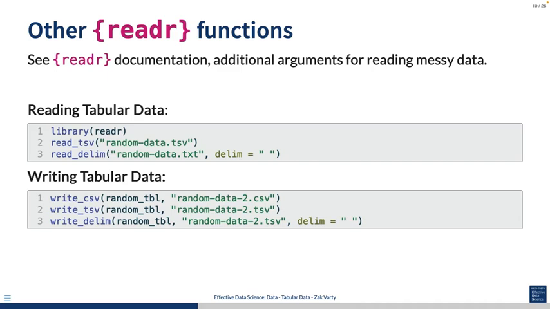As well as reading in tabular data, it's useful to be able to write out tabular data from your working environment. So this might be to store intermediate results, or even have data as the final product of your data science workflow. The functions to do this are entirely analogous to the read functions from readr. We're just swapping out the word read for the word write.